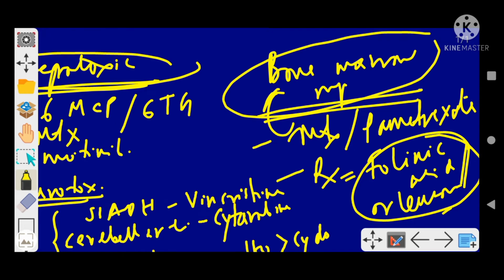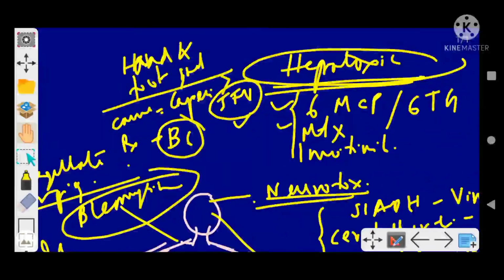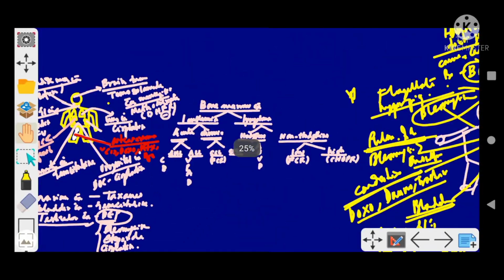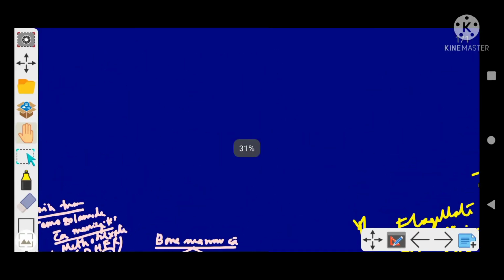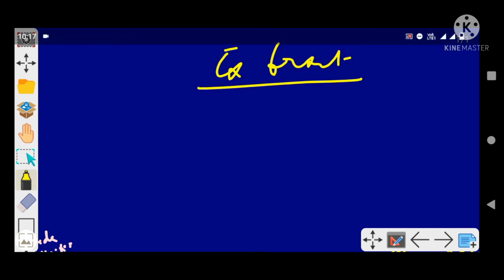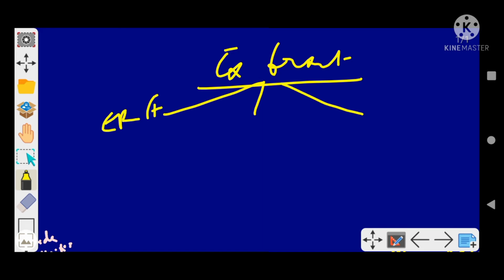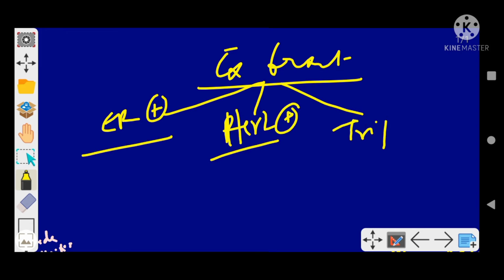Now I will go to the bone marrow agents, cancer treatment agents, right? Okay, before that I would like to tell you something about breast cancer only. Okay, so one is if it is ER positive, one is if it is HER2 positive, right? And one triple negative. Okay.